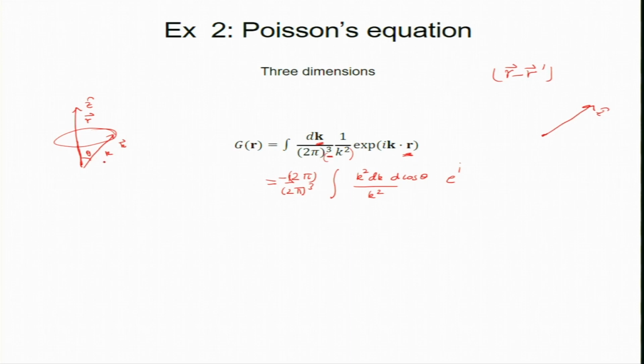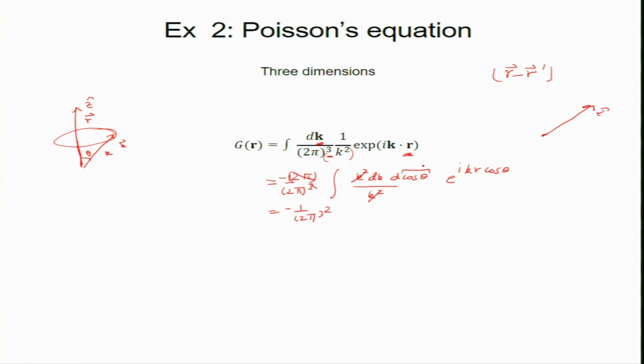What is k dot r? K r cos theta. So e to the power i k r cos theta, that is it. Now my k goes from 0 to infinity, and cos theta goes from minus 1 to plus 1, or theta goes from 0 to pi. So this cancels, 1 over 2 pi squared, minus sign, and k squared cancels. Now what is this integral? D cos theta e to the power i k r cos theta.